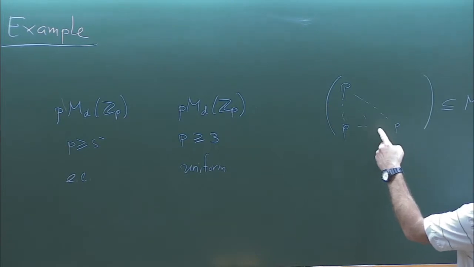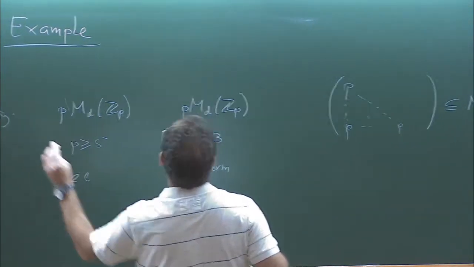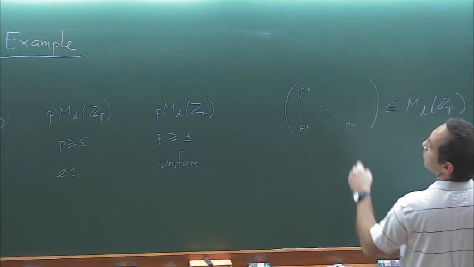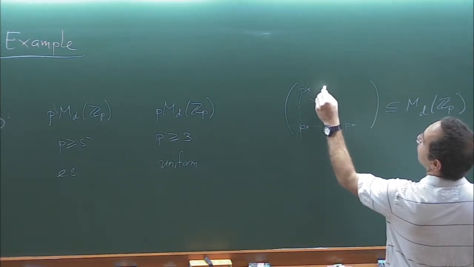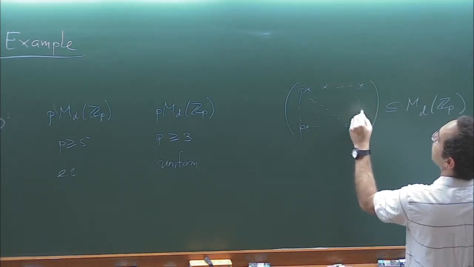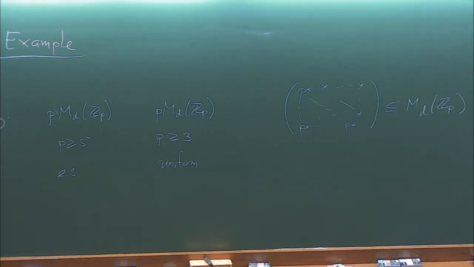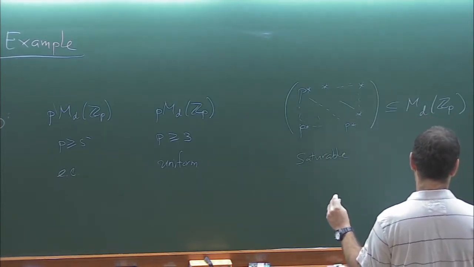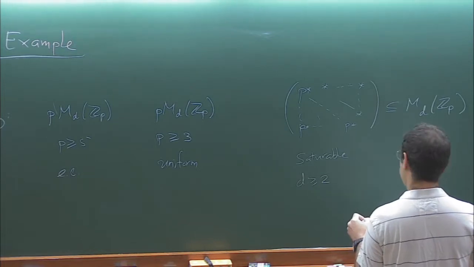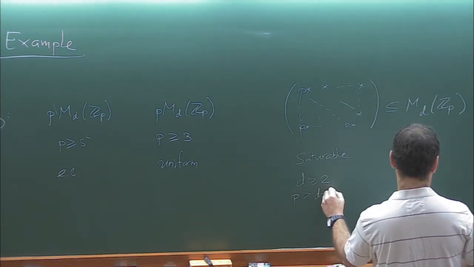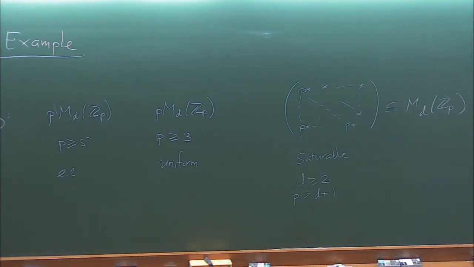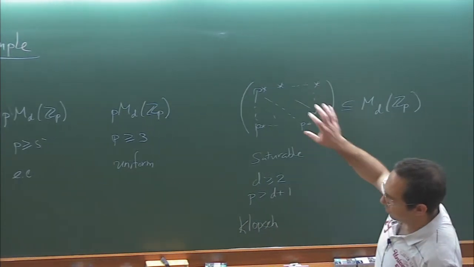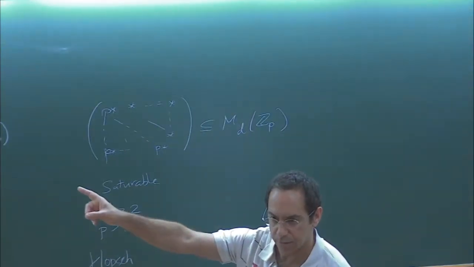So you take a group, a Lie ring, and I'm giving you the Lie ring here. This is similar to this: p times anything you want, but above the diagonal you can have any p-adic number. So this group is saturable for p greater or equal to 2 and p greater than something plus 1. This is an example that Benjamin Klopsch gave, and it was the first example that separated between uniform and saturable.